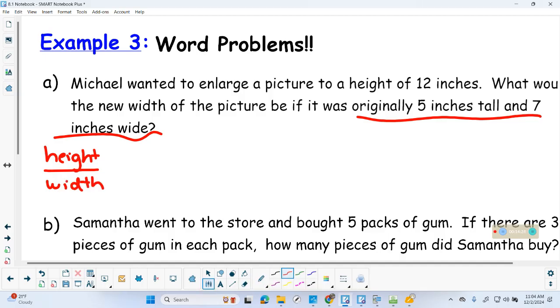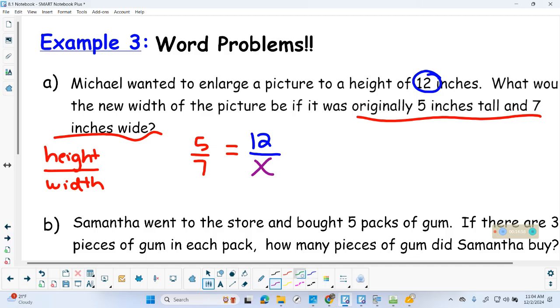So when I set up this original fraction, because I'm going to make a proportion, am I going to make it 5 over 7 or 7 over 5? And again, you could have it flipped, but you just have to be consistent and have your other one flipped. Now, he wants to enlarge the picture to a height of 12. So are you putting the 12 on the new fraction on the top or the bottom? Top, because that's where we put height. And it wants you to figure out the width, so I'm going to put that as my variable.